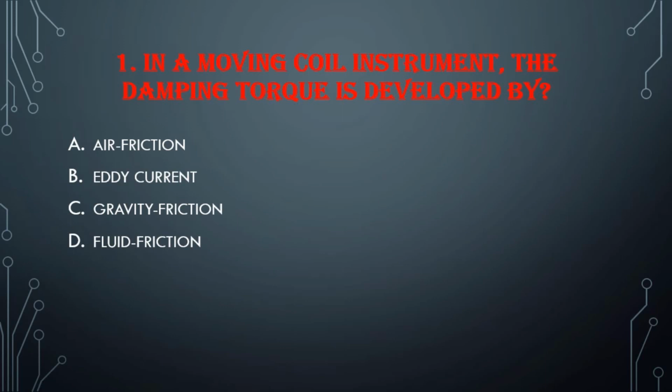Today I have brought top questions on measuring instruments. So let's start now. The first question for you all, my friends, is that in a moving coil instrument, the damping torque is developed by. The options are A. Air friction. B. Eddy current. C. Gravity friction. D. Fluid friction. I will give you 15 seconds for each question, and your time starts now.